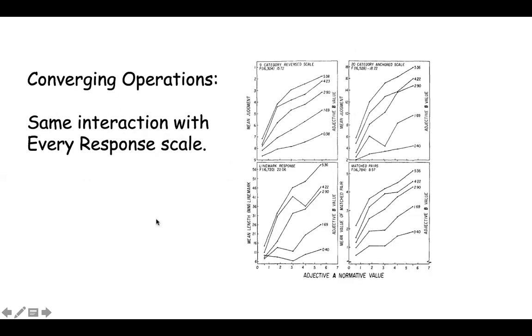Here's the results of that experiment. You see there's, with a reverse scale, that's the upper left panel, with a 20 category anchored scale, you get the same interaction. With a line mark response, you got an even bigger interaction. With the matched pairs, you got the same interaction.